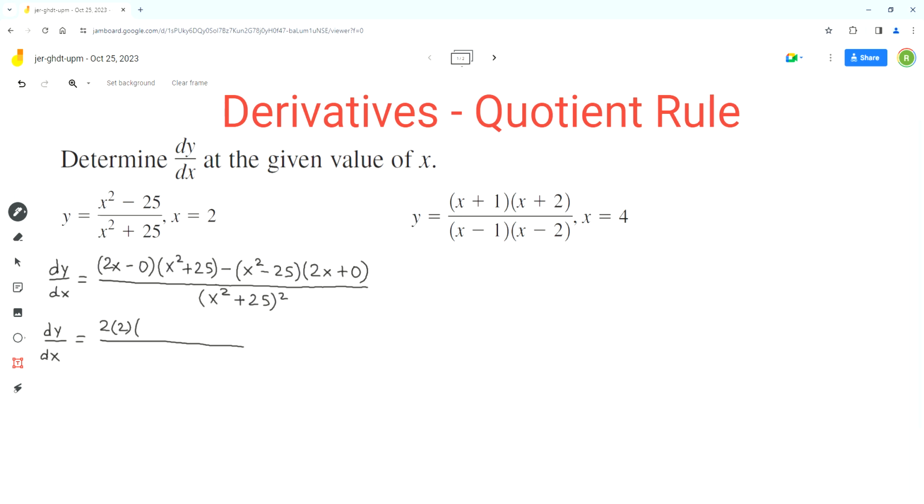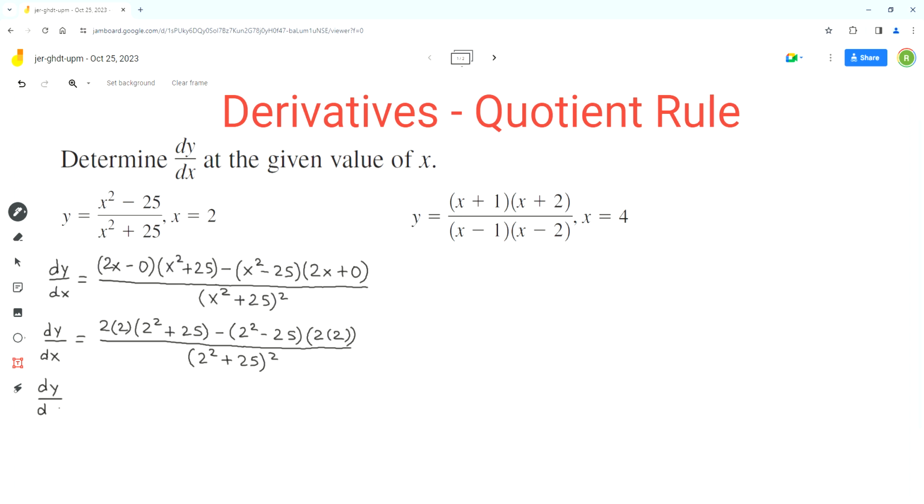And in the next parentheses, we get 2 squared plus 25, minus, and then we do 2 squared minus 25. And then in the last parentheses, the 0 goes away. So it's just 2 times 2, over, and in the denominator, we do 2 squared plus 25 and then square. Now we can simplify the numerator.